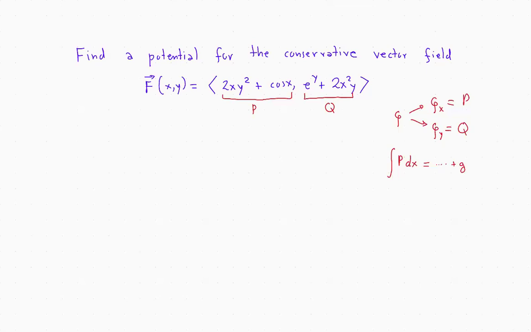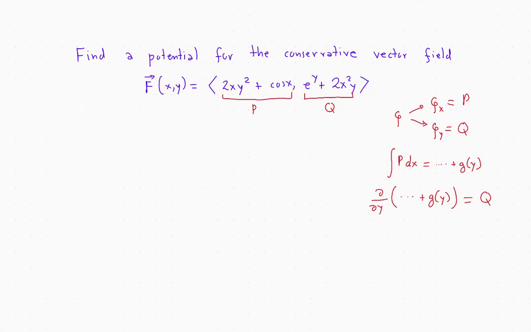And g of y has to be chosen carefully so that whenever we take the derivative of this with respect to y, we find Q. So by doing these two steps, we ensure, first of all, that the derivative of what we end up finding with respect to x is P, and also that the derivative with respect to y is Q. Let's see how this is done here.